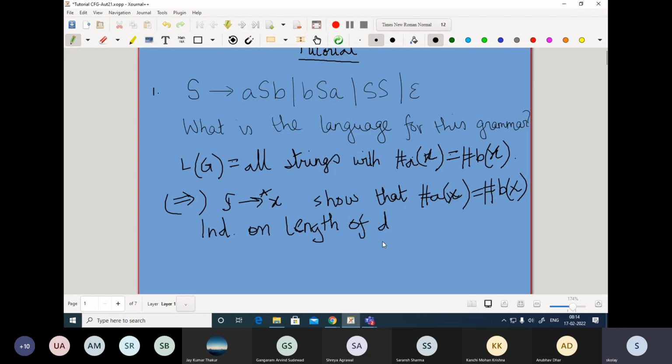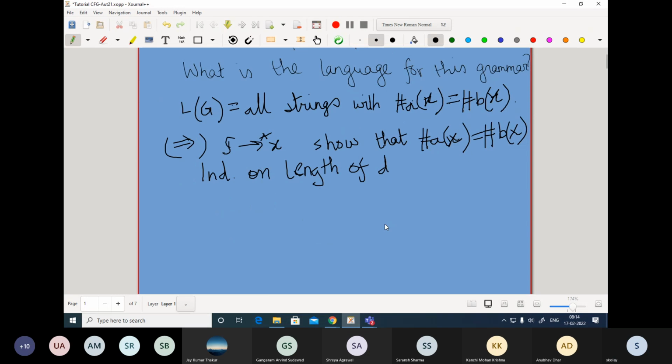Which one? Also, or it can't be also, right? Ma'am, shouldn't either of them give two separate valid proofs? Yes, both valid. Okay, so if you are inducting on the length of x, can you give me a proof? Suppose I induct on the length of x. What will be the proof? Ma'am, if x is epsilon, then it's trivially true.